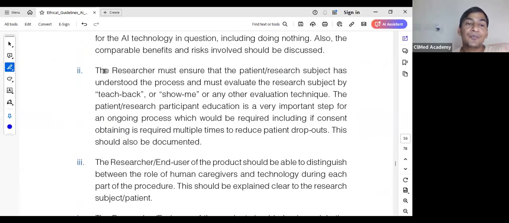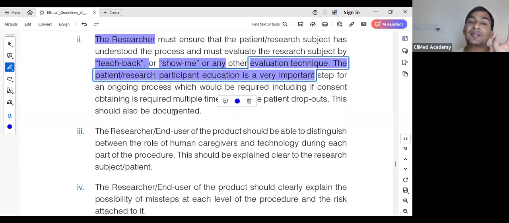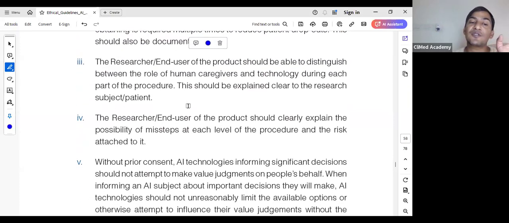Researchers, read this, guys. This is very important. The researchers must ensure that the patient or the research subject has understood the process, and must evaluate the research subject by the teach-back or show-me method. Some people are like, teach me. Some people are like, just show me, right? So there are multiple evaluation techniques and those techniques must be completely processed in the case of informed consent.